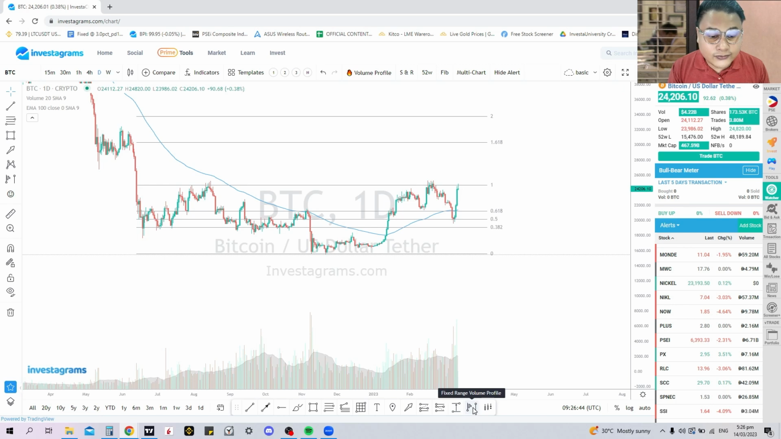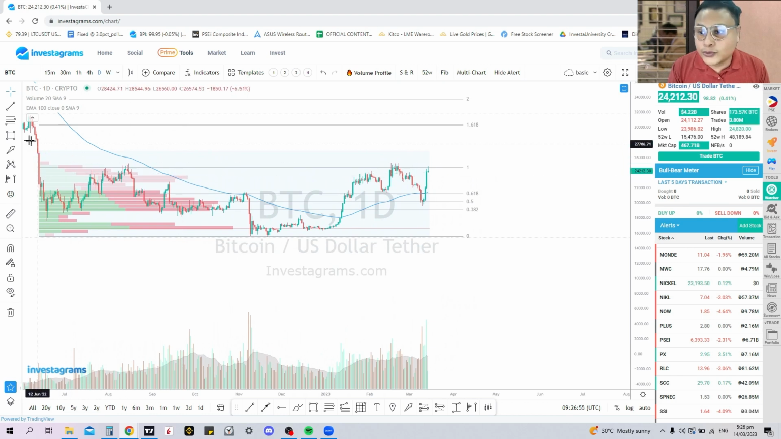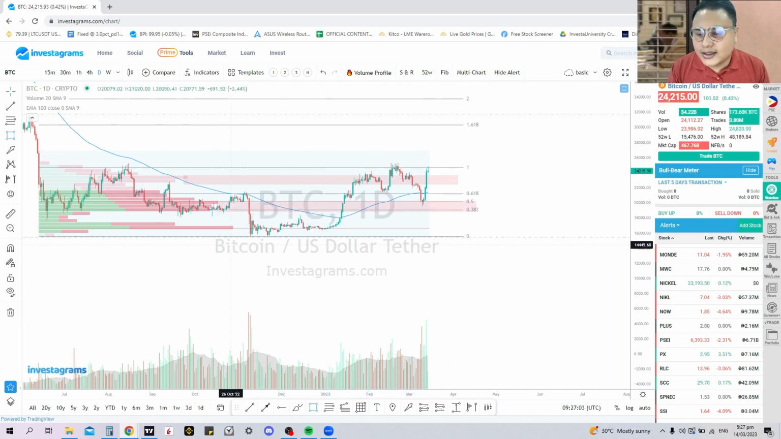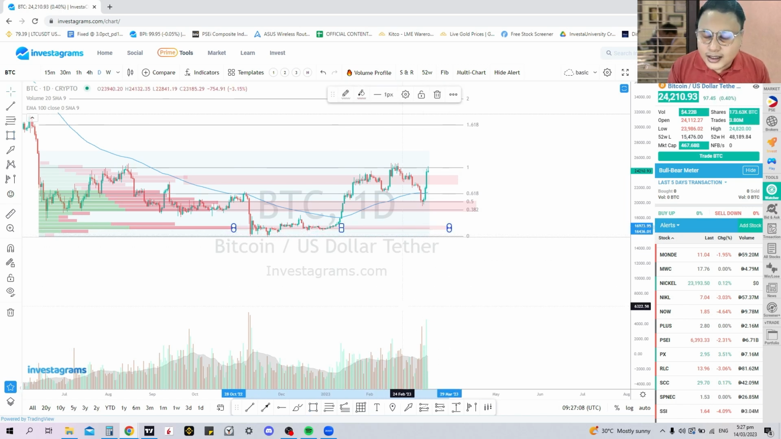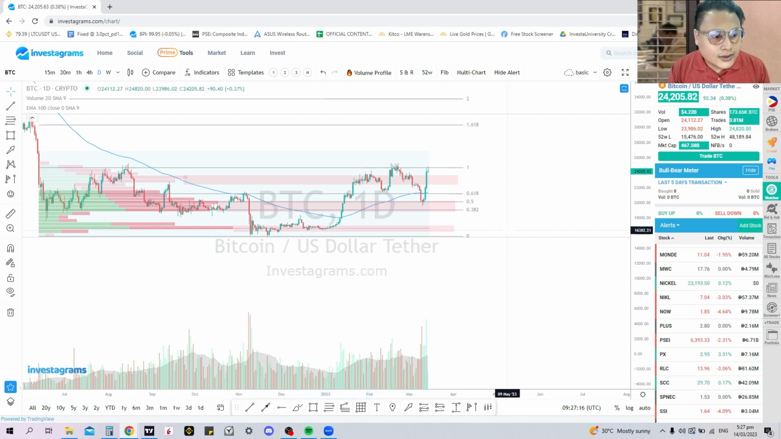Then, i-apply natin yung fixed range volume profile. So, pwede nating ilagay or iset natin tong trading range na yan. Then, makikita natin yung mga big volume nodes natin, in which ito yung big volume node natin. Next is at this level and then this level. So, based dito sa trading range na to or sa volume profile nito, meron tayong tatlong key levels based on volume, which is at 16K, 19K or 20K, and then 23K.